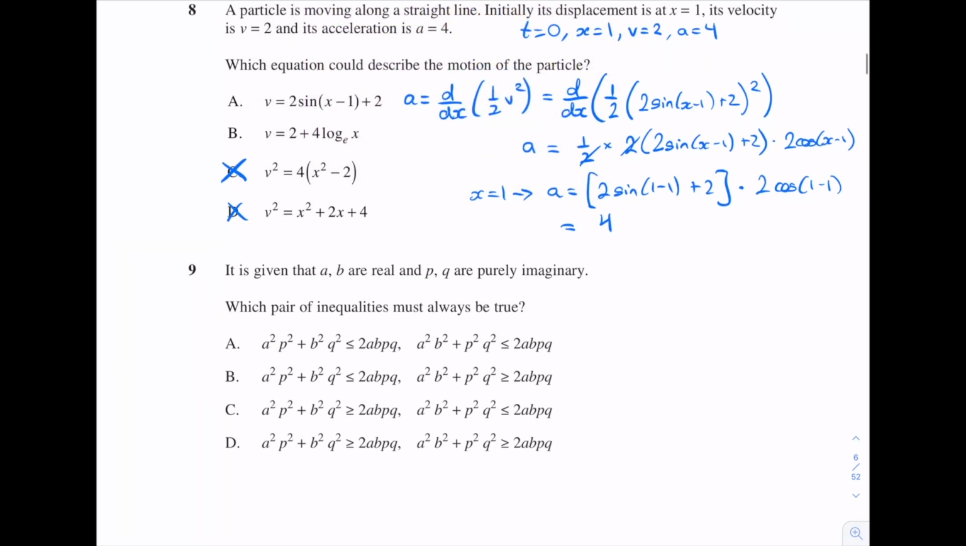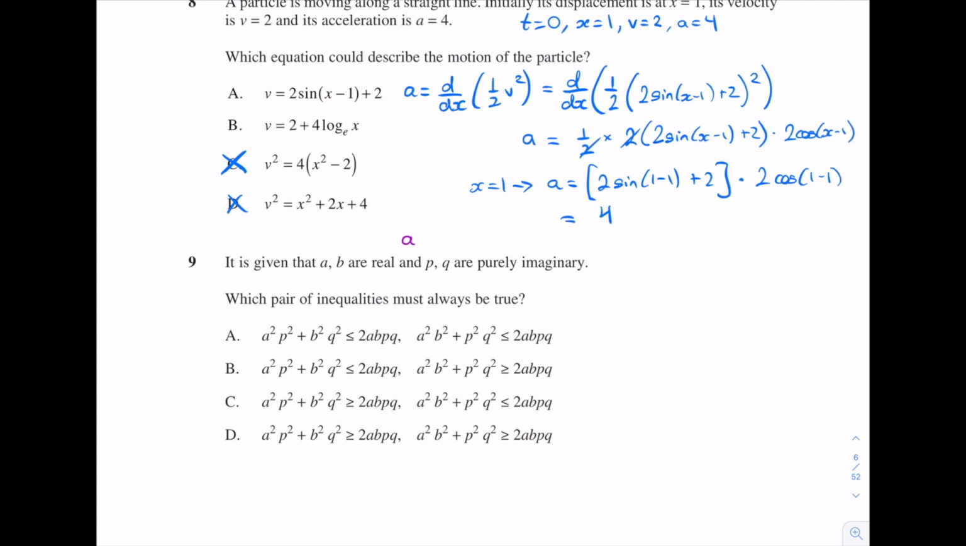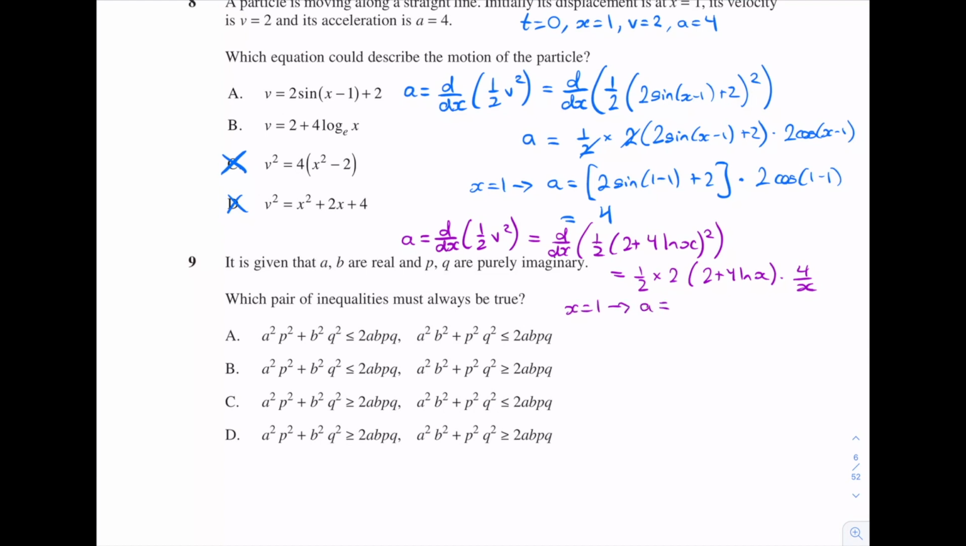I might do it in a different color. Okay, again, we're going to use d/dx of a half v squared. So d/dx of a half, 2 plus 4 ln x, squared. If I differentiate that, what do I get? We can pull out the half, times 2, 2 plus 4 log x, times the inside derivative, which is 4 on x. And when x is equal to 1, the acceleration, we can see that these cancel. We'd get 2 plus 0 times 4 on 1, which is 8. So this is not correct. B is not the correct answer, and A is the correct answer.